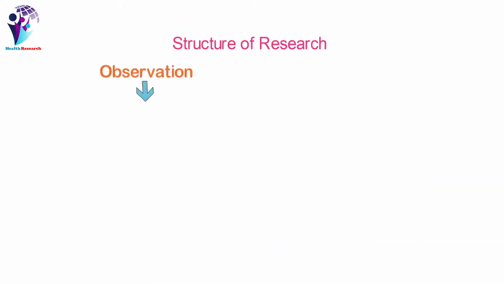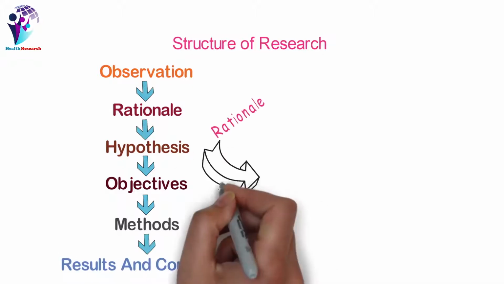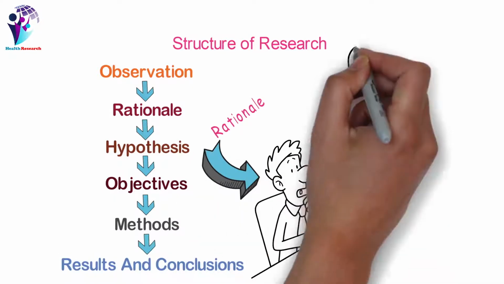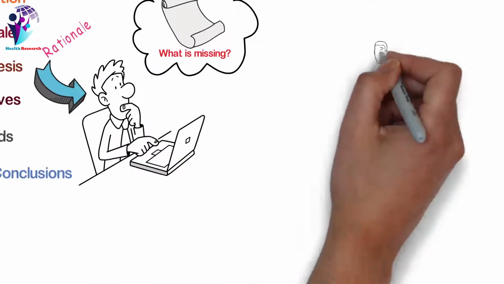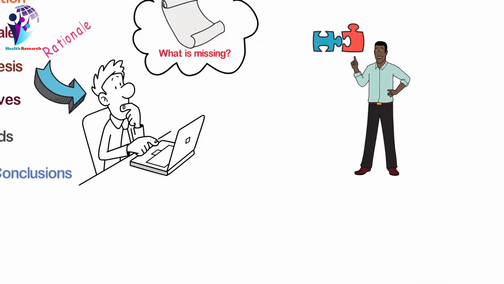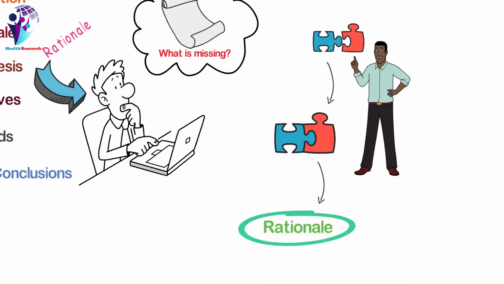Ideally, your research should be structured as observation, rationale, hypothesis, objectives, methods, results, and conclusions. To write your rationale, you should first write a background on what research has been done on your study topic. Follow this with what is missing or what the open questions of the study are. Identify the gaps in the literature and emphasize why it is important to address those gaps. This will form the rationale of your study.